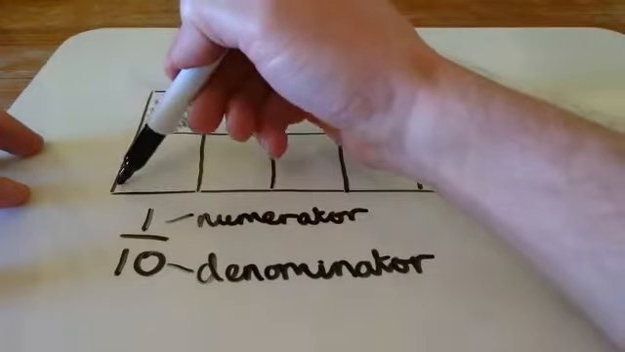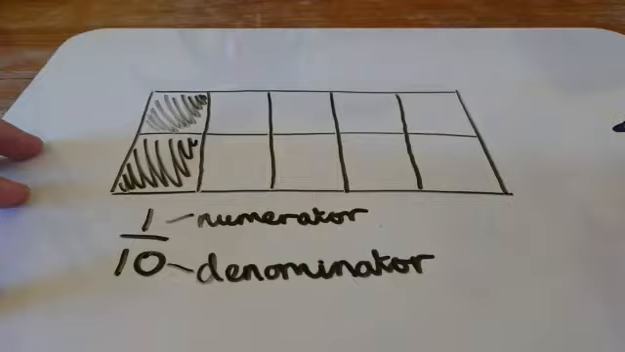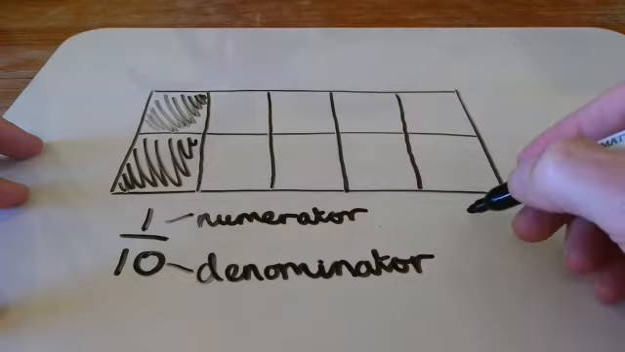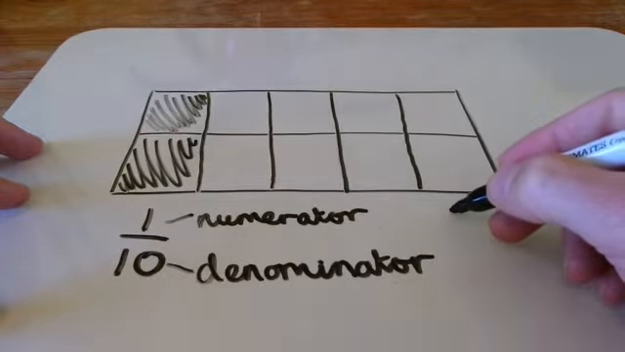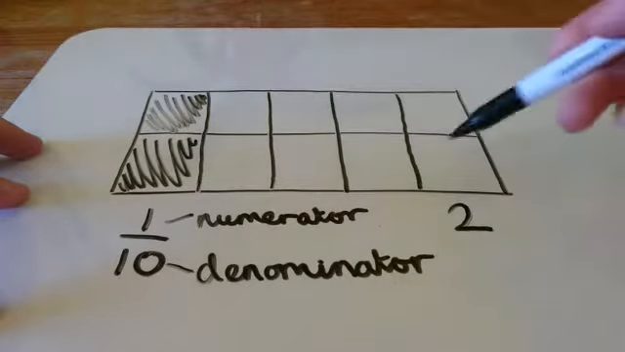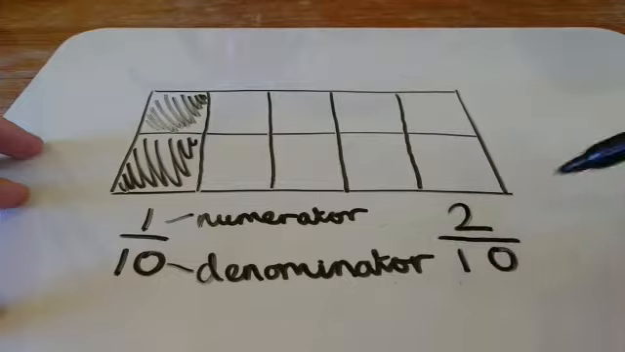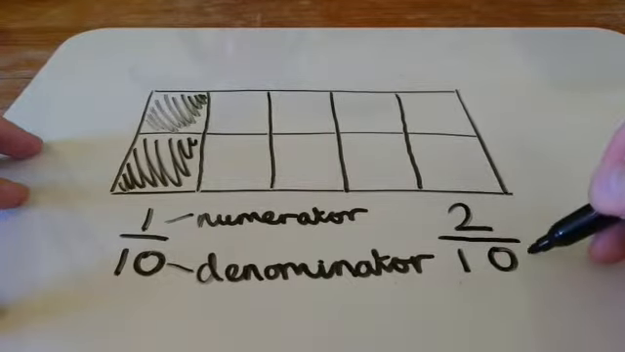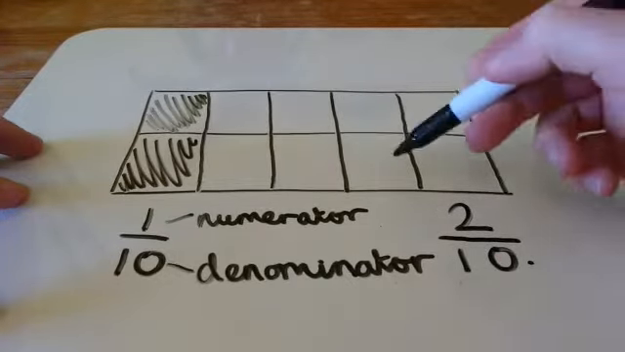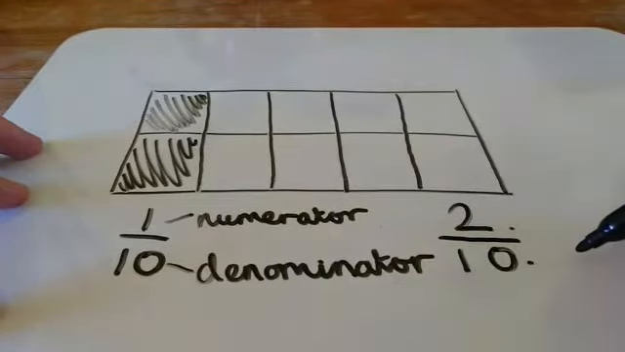If I was to colour in another 10th here, how much would I have shaded? What would my numerator be? What would my denominator be? If I write this down, I can see that I've got 2 shaded parts out of 10 pieces which make up my whole. My denominator stays the same, I have the same amount of pieces here, but I've shaded in 2, so my numerator changes.